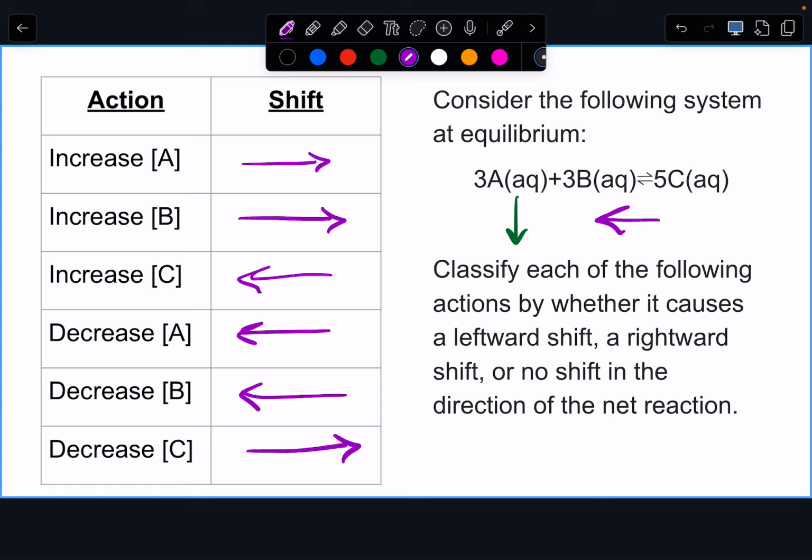Important note, remember that solids and liquids don't get included in the K expression. So they will have no effect in a situation like this. If you had, let's say B was a solid and you talked about decreasing B, it just wouldn't have an effect on the reaction. There would be no response. Because with solids, as long as we have enough to achieve equilibrium, changing the amount of them is not going to make a difference.